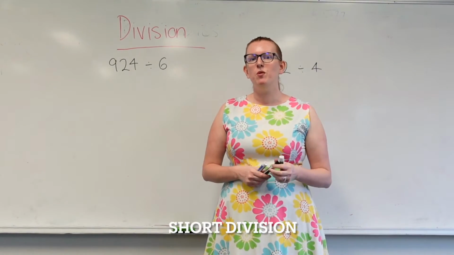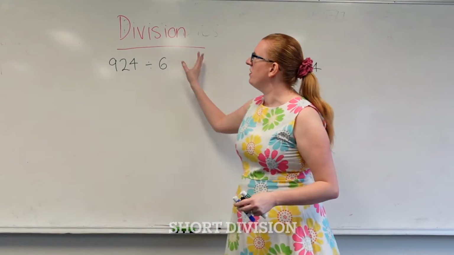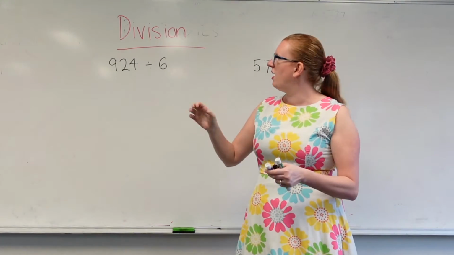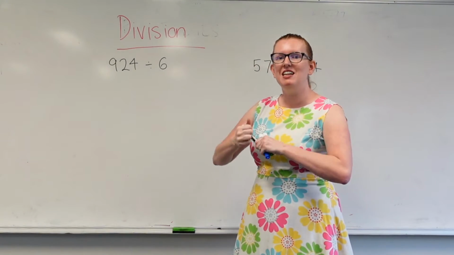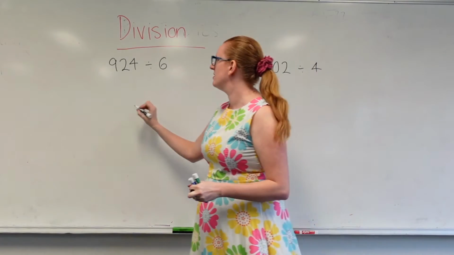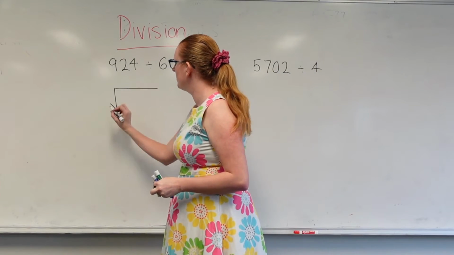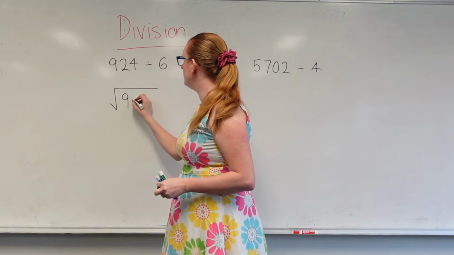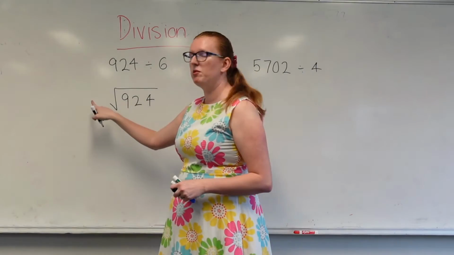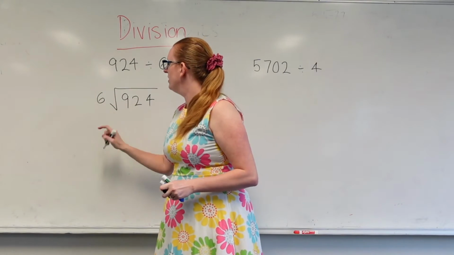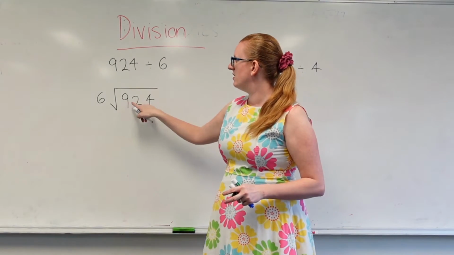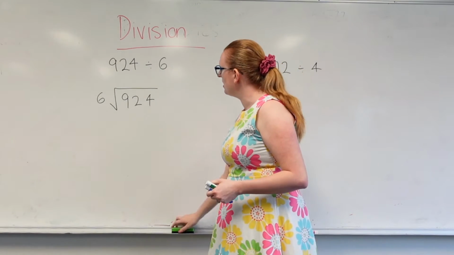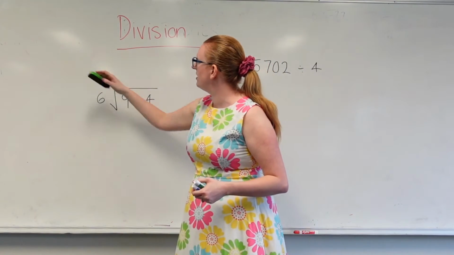Alright, now let's talk about how we do division. Okay, so if I was given a question where it says 924 divided by 6, in order to be able to do this division, I need to set it out in a particular way. So I'm going to draw this. I'm going to put the number that's being divided on the inside, so 9, 2, 4, and I'm going to put the 6 out the front. So this 6 represents what this number is being divided by. Okay, I'm just going to rub this out so that I have some more space.